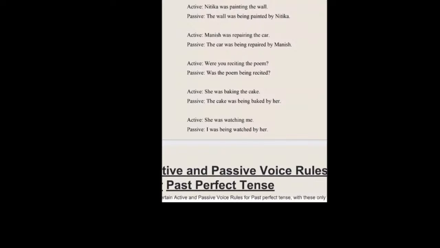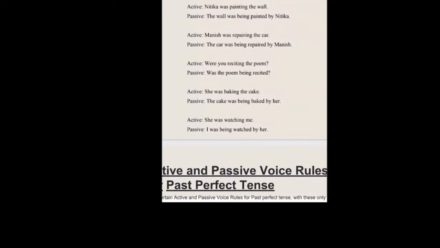See this, the verb form is changing, right? Shouldn't it be was the poem being recited by you, or is it just was the poem being recited? Yes, can you be a little clearer? No, ma'am, I was asking that the question is like, were you reciting the poem? So shouldn't the answer be was the poem being recited by you, or should we end it at was the poem being recited? No, by you.